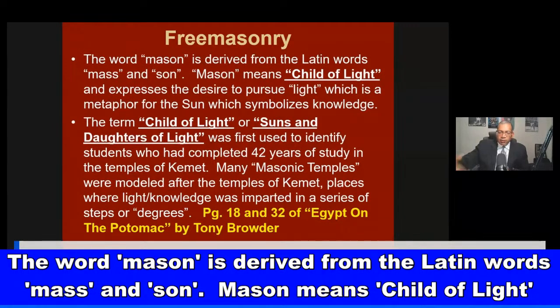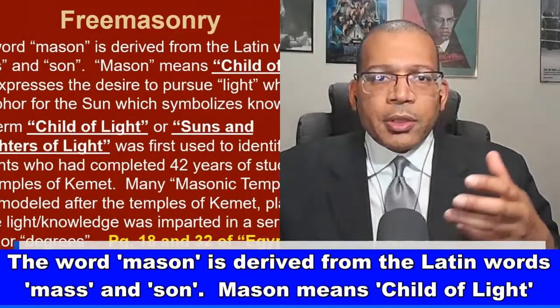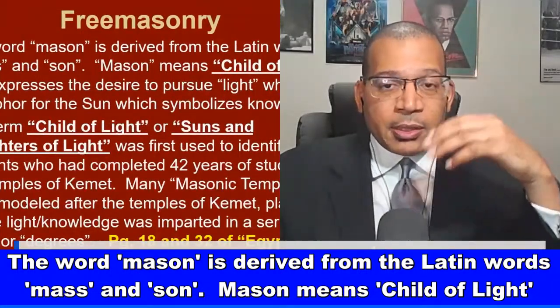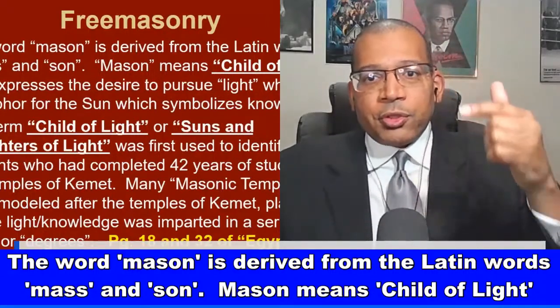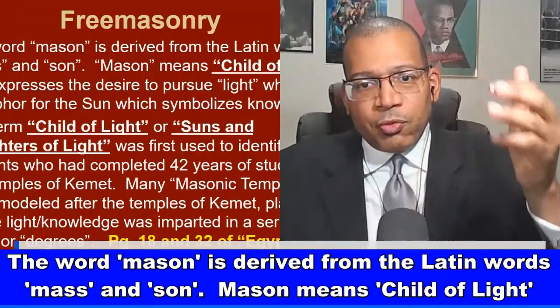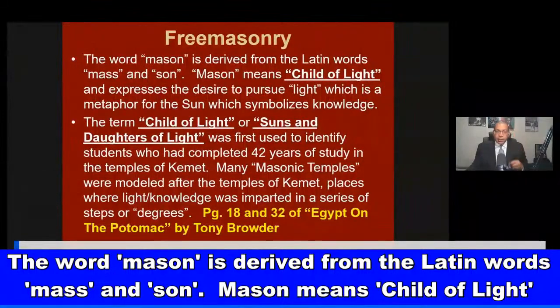And he talks about the 7 liberal arts and the concept of getting your credentials in going to an institution of higher learning and getting your credentials in a series of steps, in a series of degrees: associate's degree, bachelor's degree, master's degree, PhD. That comes out of the Nile Valley region of Africa also. Read Egypt on the Potomac by Tony Browder, pages 18 to 32.